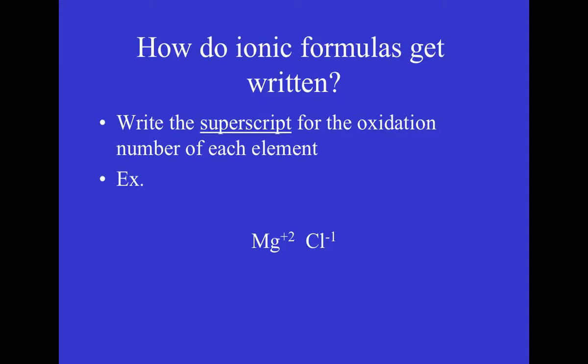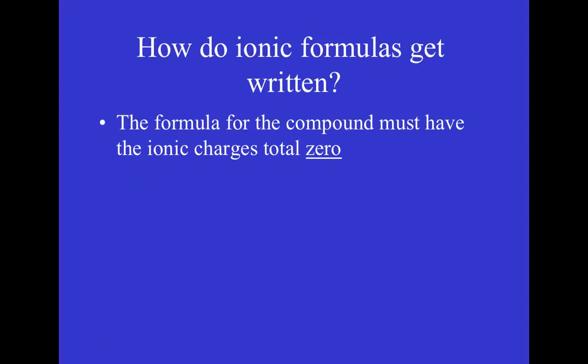Now, if we're starting with the elements and not a formula, this is what we're trying to do here. In order to write the formula, we have to ensure that the charges or the oxidation numbers total up to 0. And the easiest way to do this is something called the crisscross method.